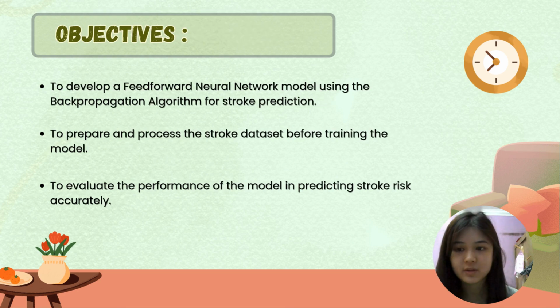The objective for the project is to develop a feedforward neural network model using the backpropagation algorithm for stroke prediction. Second, to prepare and process the stroke dataset before training the model. And the last objective for this project is to evaluate the performance of the model in predicting stroke risk accurately.